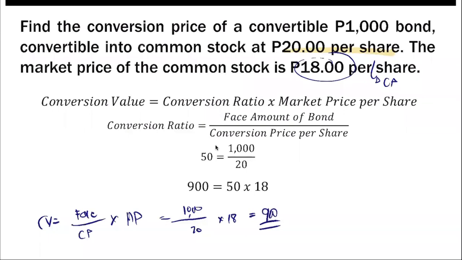Or you can go to the long cut. First, compute for your conversion ratio. 1,000 divided by 20, we have 50. And then we compute for your conversion value, which is 50 over 18.